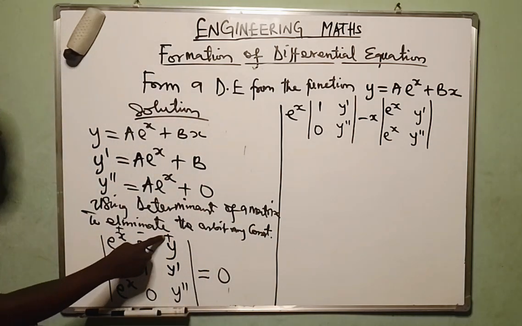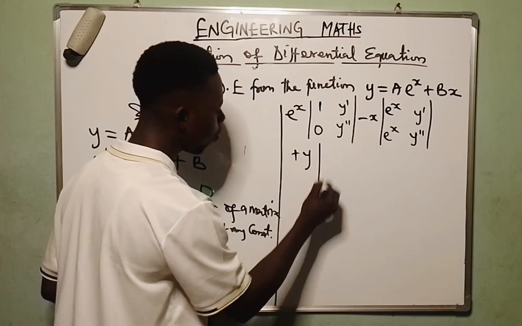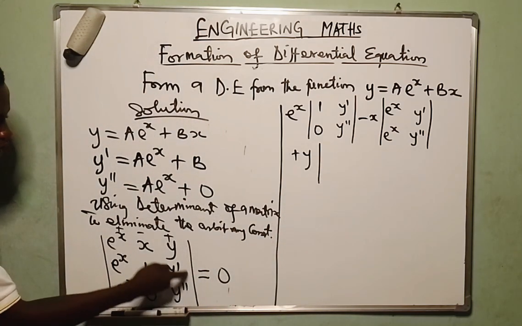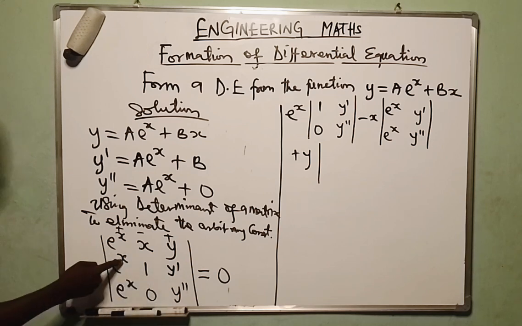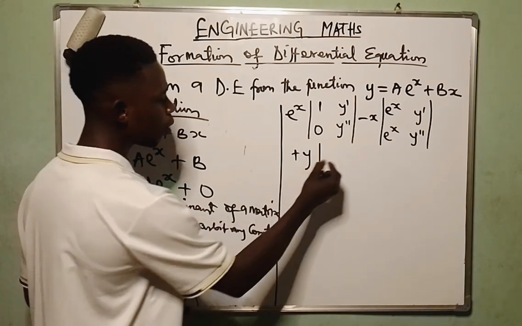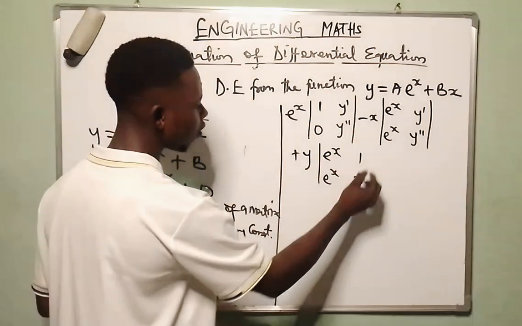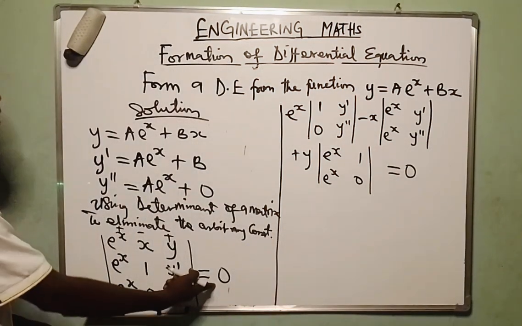Now you have plus y. You open another bracket. Anything that is beneath plus y, don't write it out. You only write these things out, which is exponential x, 1, exponential x, and 0. You have it to be exponential x, 1, exponential x, and 0. All this is equal to 0 as I've said here.